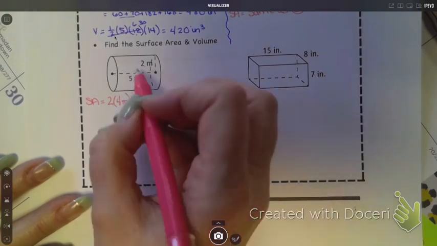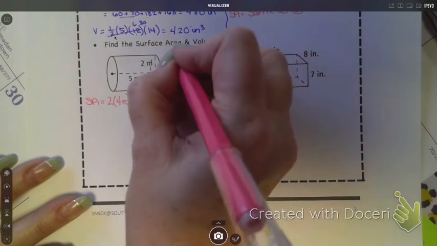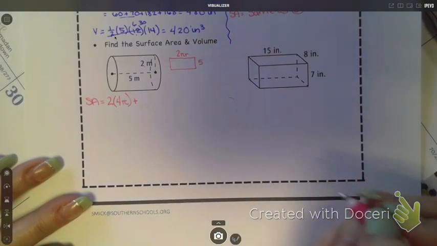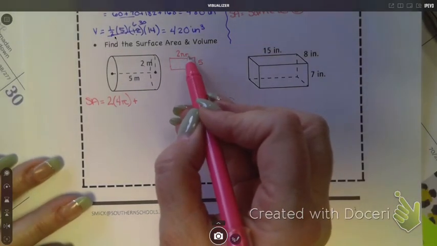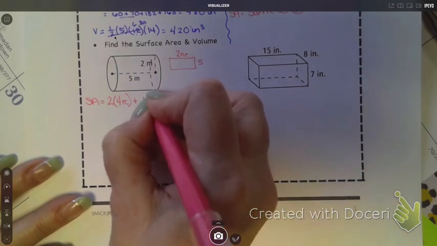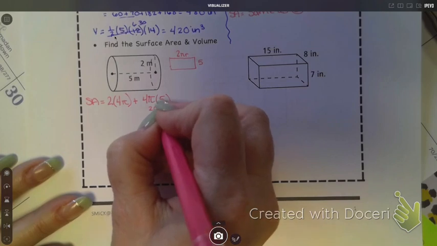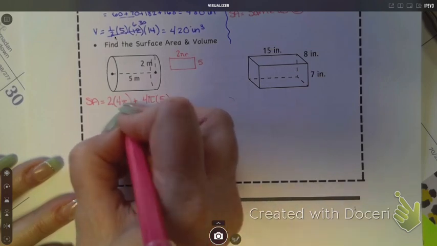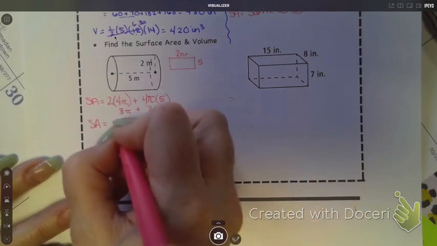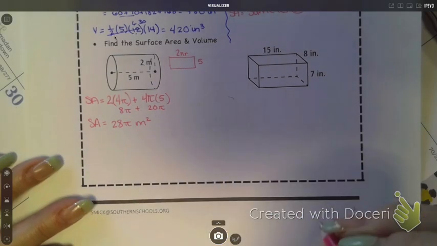Plus, now I need the area of that rectangle if I would unwind it. So it's my circumference, which is 2 pi r, times my height, which is 5. So 2 pi r, what's r? 2. So 2 times 2 is 4. So I have 4 pi times 5. So I get 20 pi plus 8 pi. So what's the surface area? 28 pi meters squared.